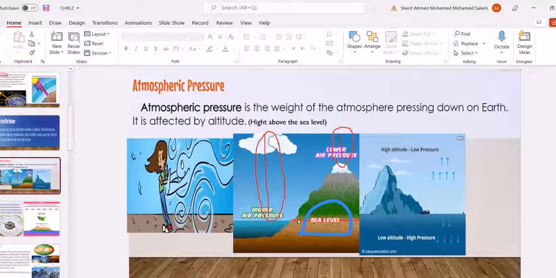Okay, but they are the same. Look here, this is the earth's surface, this is the sea level. So they are the same. But here, if you are on land, and here, if you are in water.